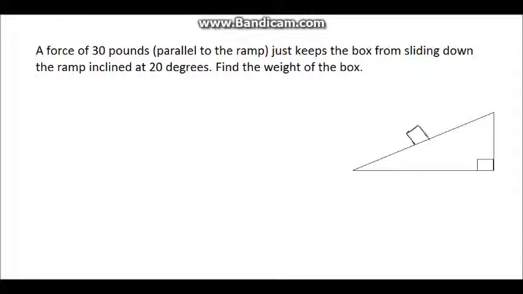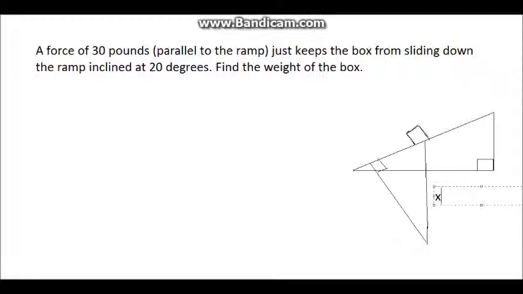Alright, this is actually the last problem. A force of 30 pounds parallel to the ramp just keeps the box from sliding down the ramp inclined at 20 degrees. Find the weight of the box. I already drew the triangle with the box resting on it, so the first thing we need to do is draw a line straight down from the box, and another one that's perpendicular to the hypotenuse of the original triangle, forming a new one. Last time we were given the weight, but this time we have to find it. The weight is the line going straight down from the box, so we're going to label that x.